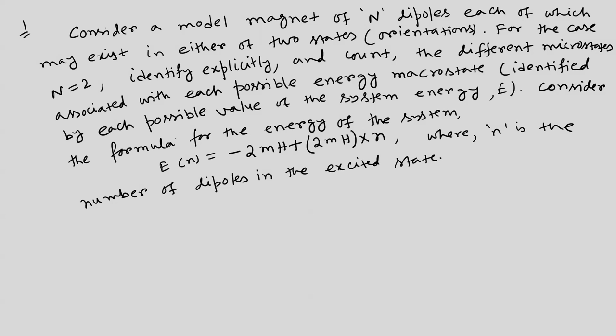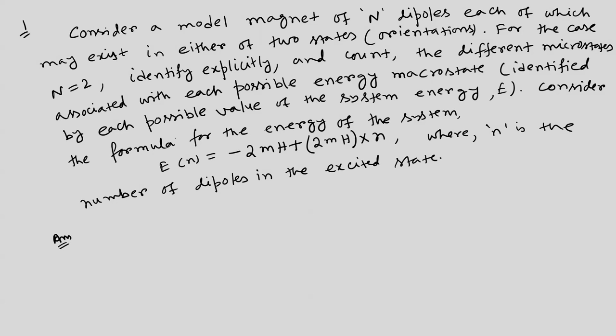The problem itself looks very complicated, but it's a very simple problem. It's a problem based on the concept of macrostates and microstates. The problem says, consider a model magnet of n dipoles, each of which may exist in either of two states or orientations. For the case n equals to 2, identify explicitly and count the different microstates associated with each possible energy macrostate, identified by possible value of the system energy E. Consider the formula for the energy of the system. En is minus 2 mh plus 2 mh times n, where n is the number of dipoles in the excited state. Now, how to solve this problem?